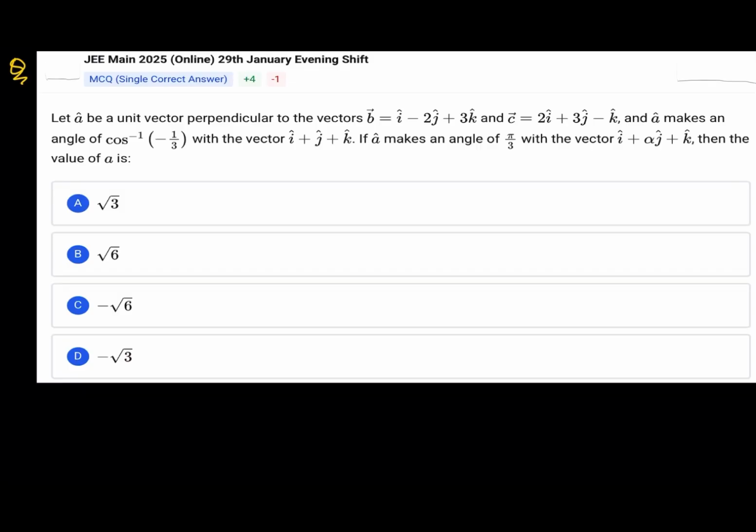So students, the question says: let a cap be a unit vector perpendicular to the vectors B vector equal to i cap minus 2j cap plus 3k cap and C vector equal to 2i cap plus 3j cap minus k cap, and a cap makes an angle of cos inverse of minus 1 by 3 with the vector i cap plus j cap plus k cap. If a cap makes an angle of pi by 3 with the vector i cap plus alpha j cap plus k cap, then the value of alpha is.